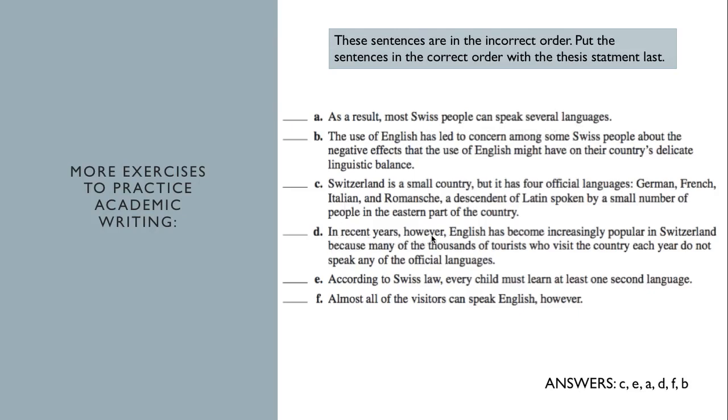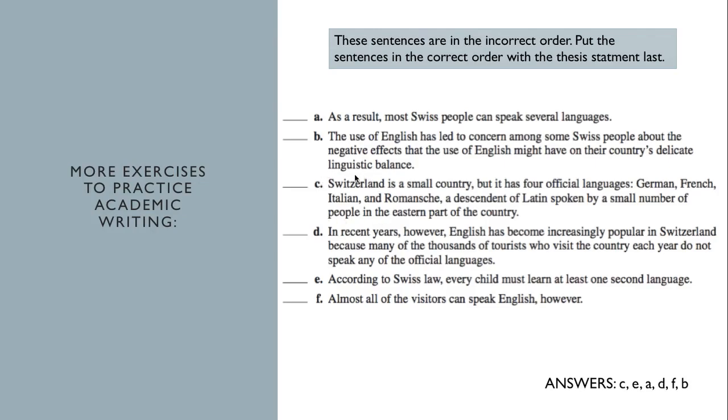In recent years, however, English has become increasingly popular in Switzerland because many of the thousands of tourists who visit the country each year do not speak any of the official languages. Almost all of the visitors can speak English, however. The use of English has led to concern among Swiss people about the negative effects that the use of English might have on their country's delicate linguistic balance.